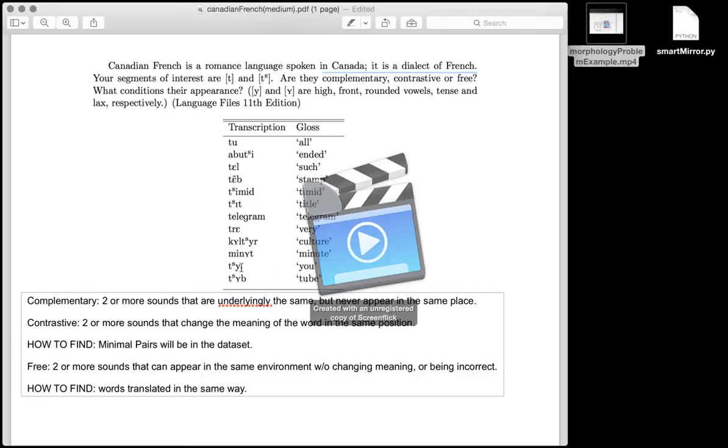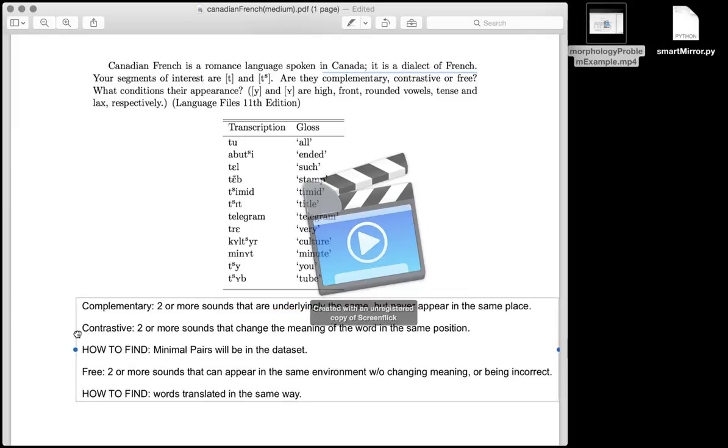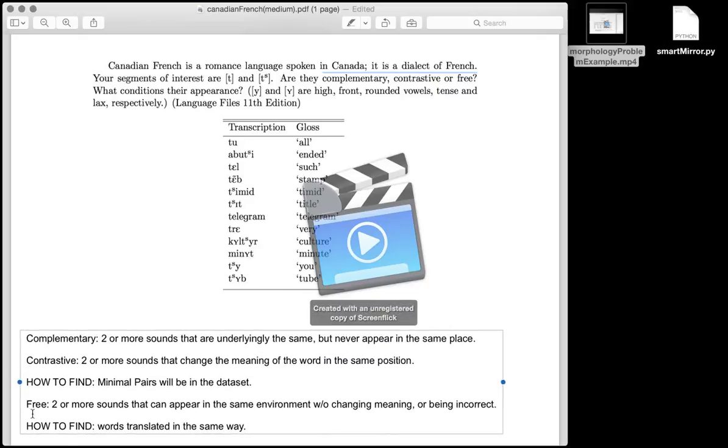So let's see if I can find a close one here. I can't find anything close that would really even look like anything that could be in free variation here. But imagine if we had another word. So we have here two, which means all. But imagine we had another word like boo that also meant all in Canadian French. Then we could say maybe ta and ba could be in free variation in this data set. But obviously, we don't see anything in free variation. And honestly, looking through for contrastive or free, they just often won't be found.